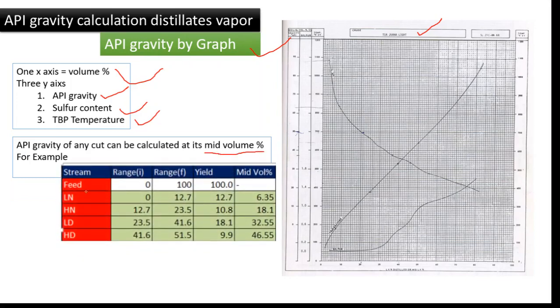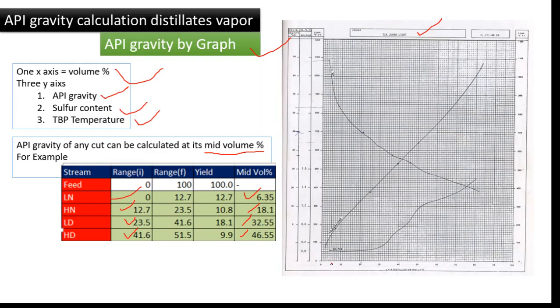For example, as we have taken the light naphtha, heavy naphtha, light distillate and heavy distillate, we have a range for all these distillates. So we can find the mid volume percent: 6.3, 18.1, 32.5, 46.5. These are the mid volume percent of the light naphtha, heavy naphtha, light distillate, heavy distillate. So we have to find out the API gravity for these.